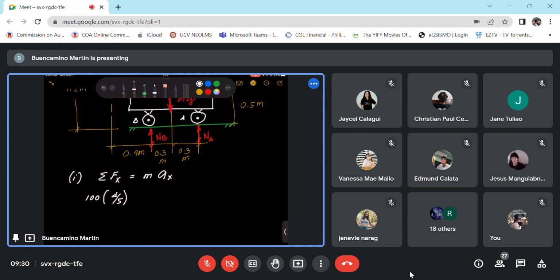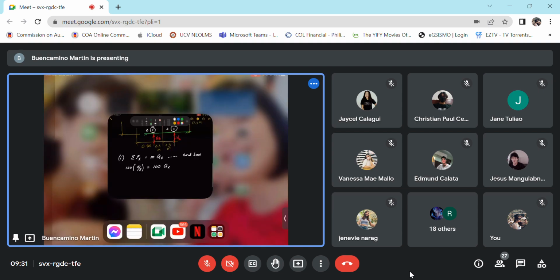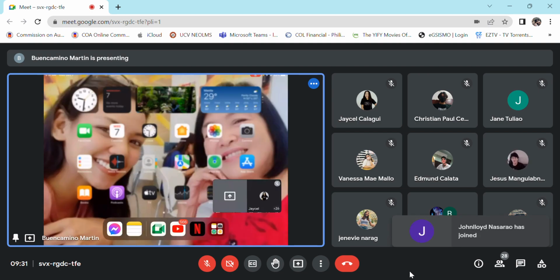Okay. And this will be equal to the mass, total mass of the cart, siguro including yung mga kinarga natin, times the acceleration along x. Okay, now please remember, class, that this formula is extracted from the second law of motion.